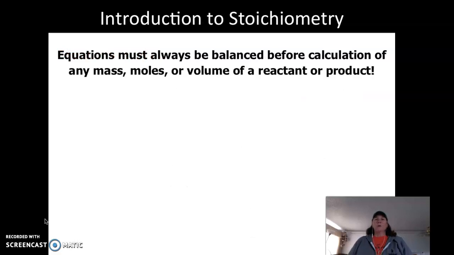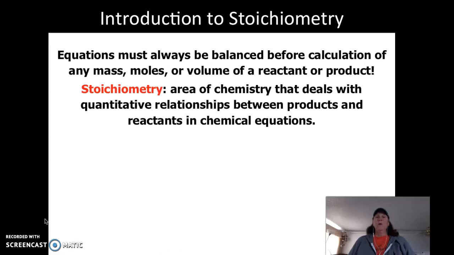All right, so the number one thing that you have to have to do stoichiometry is a balanced equation. If you don't have a balanced equation, you cannot do these problems, okay? The reason why is we're going to convert from moles of one substance to moles of another, and the way we do that is through a balanced equation. We use those coefficients that we use to balance that equation. If you don't have a balanced equation, you can't do that. Stoichiometry is the part of chemistry that deals with the quantified relationships between what you start with, your reactants, and what you end up with, your product.